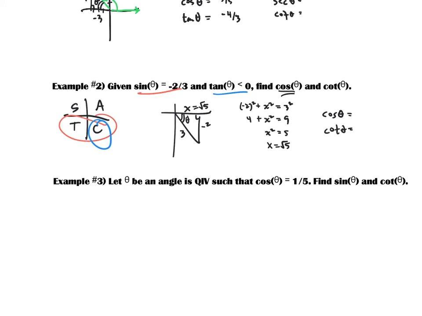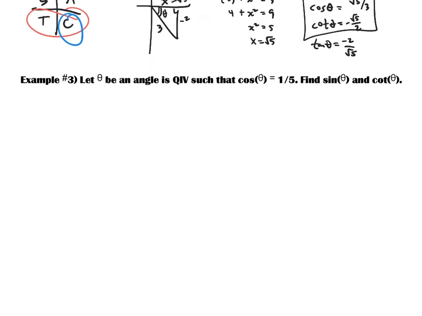So the cosine is adjacent over hypotenuse, which would be root 5 over 3. The cotangent is going to be the reciprocal of tangent. Tangent of theta would be opposite over adjacent. Therefore, cotangent would be adjacent over opposite. I'll just bring that negative out in front. So there you have those two values.